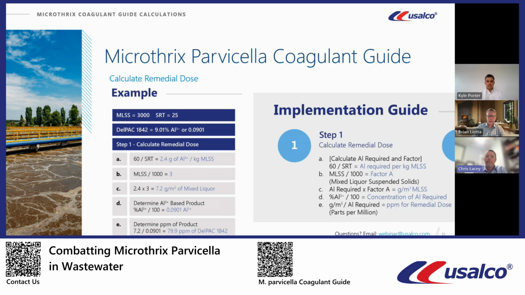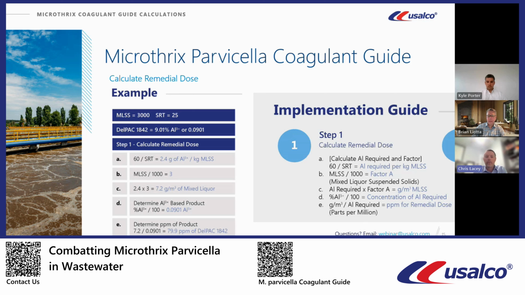So for remediation, we need to calculate the aluminum dose per kilogram of mixed liquor suspended solids. And so we're going to go through these steps here, step A through E. And let's go ahead and get into step A. So we want to calculate the aluminum dose per kilogram of mixed liquor suspended solids by taking 60 and dividing that by the sludge retention time.